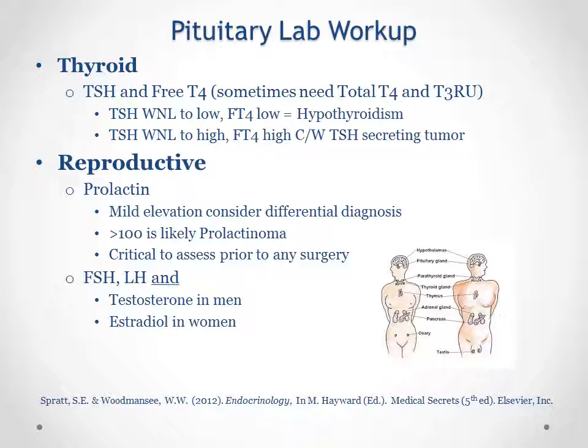Other reproductive organs affected would be looking at prolactin levels. A mild elevation, you would consider different diagnoses. Greater than 100 is likely a prolactinoma. And this is very critical to assess and to rule out prior to any type of surgery. FSH, LH should be looked at, and testosterone levels in men, estradiol levels in women, especially if you're seeing things such as amenorrhea or infertility.